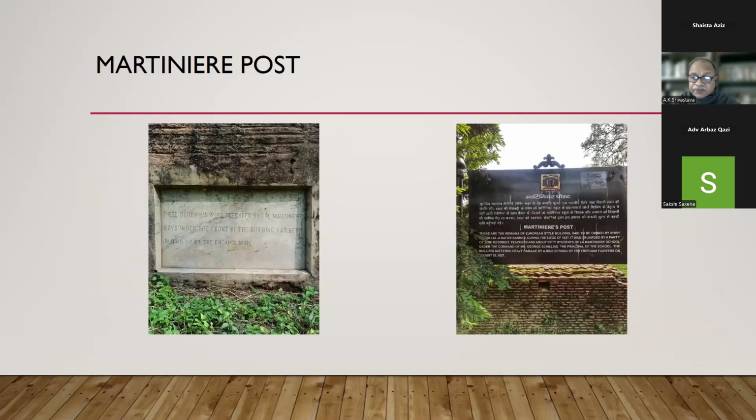Martiniere Post has a lot of interesting history behind it. How the Martiniere boys came to the Residency, and they played a very important role in the defense of the Residency. They were given a color, and you can see a marble plaque where the defense has been shown.